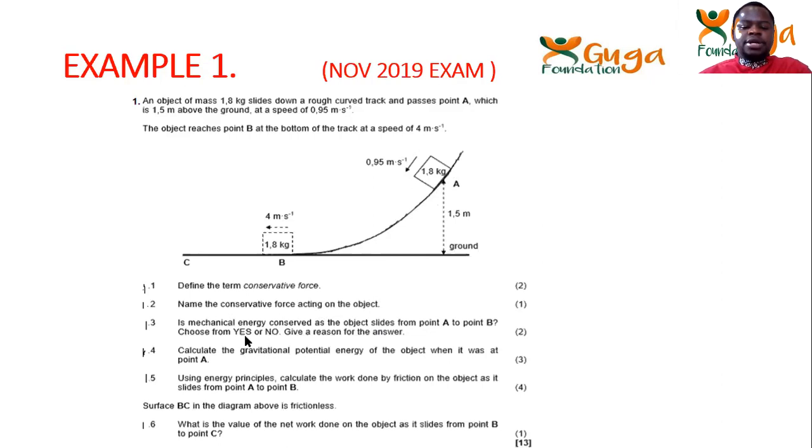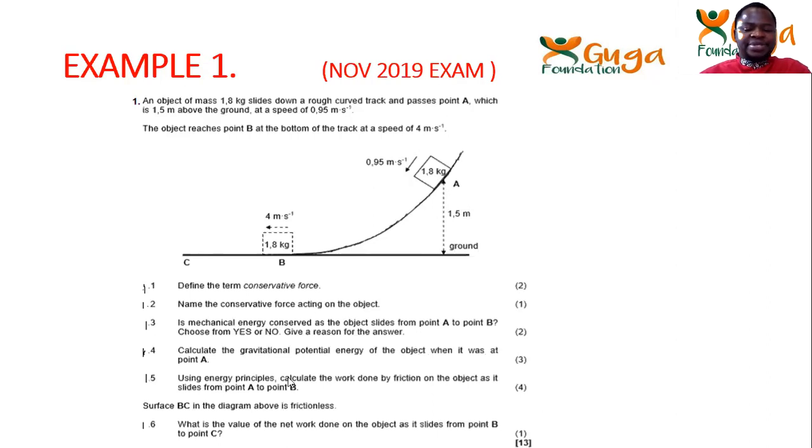Yes or no? So it will be no, because now you've got frictional forces. Okay, calculate the gravitational potential energy. Question 1.4, calculate the gravitational potential energy. So here we said EP is equal to mgh. Here you have got your mass is 1,8, your g is 9,8, and then your height is 1,5. So you can calculate your EP, simple, 3 marks. It will be in joules.